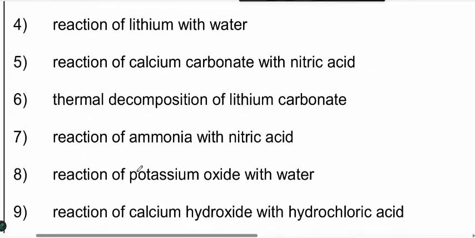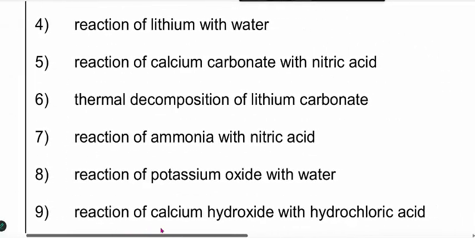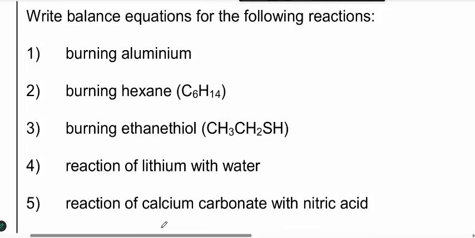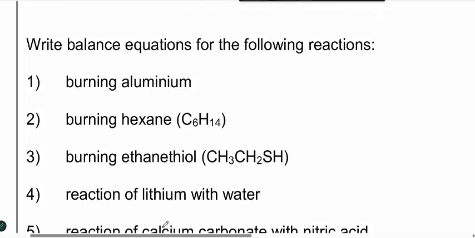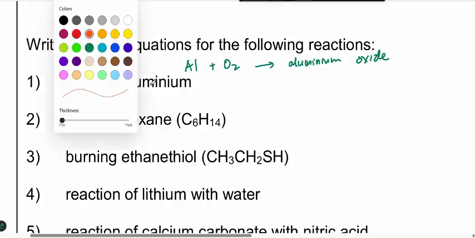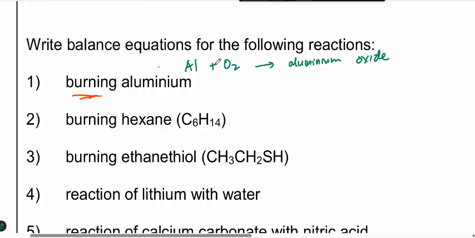This one I didn't ask you to do. Now I want you to do this. Burning aluminium means aluminium with oxygen. You get aluminium oxide. I want you to write proper equations. Burning is always with oxygen. So burning hexane, again with oxygen, you get carbon dioxide and water.